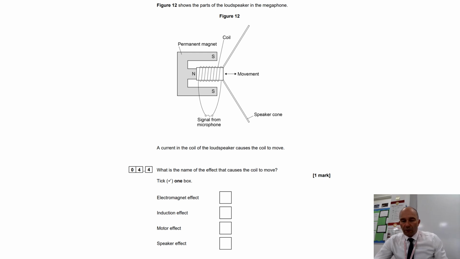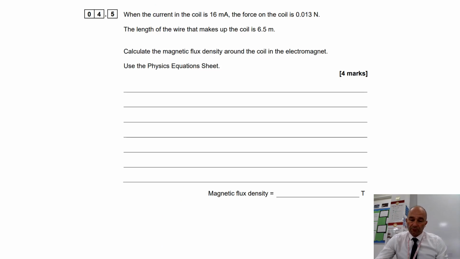Now question 4.4, we've got the diagram of the loudspeaker in the megaphone. A current in the coil of the loudspeaker causes the coil to move. So we've got a magnet, a coil of wire, and current flowing. What is the name of the effect that causes the coil to move? That is the motor effect, and that's the only possible answer you can give to that one.